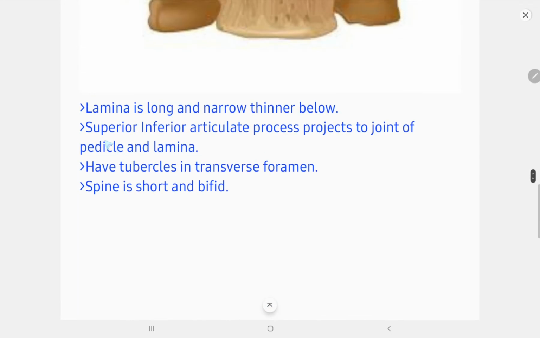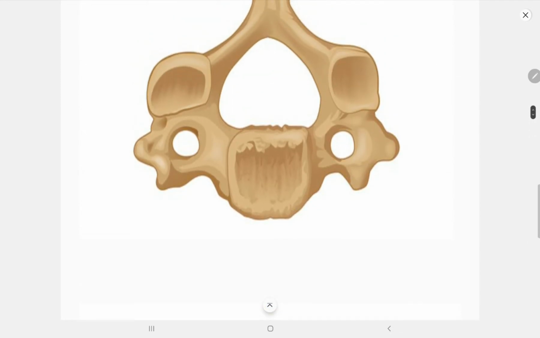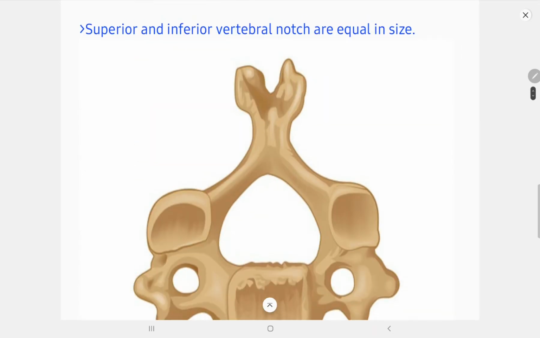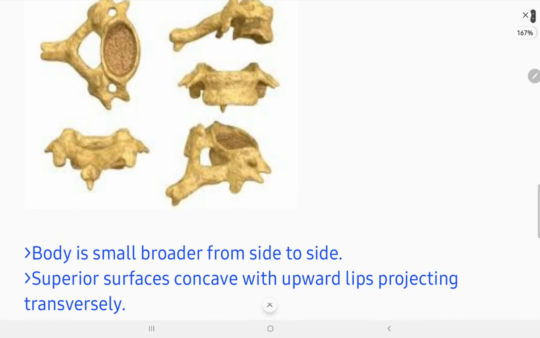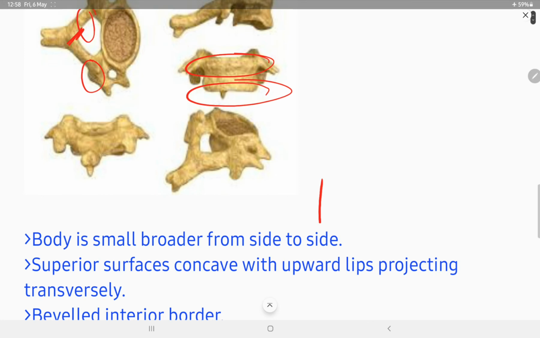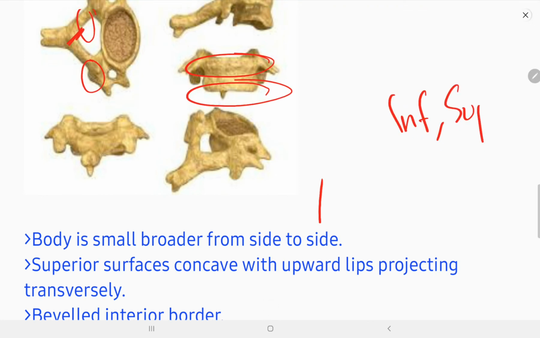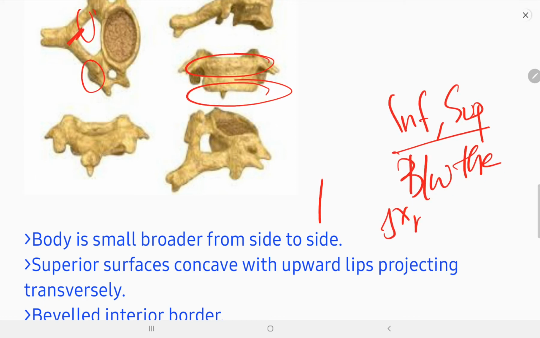Then superior and inferior articular processes project to join the pedicle and lamina. I have already shown you the image about that. Superior and inferior articular facets. See, here it is the superior articular facet and here it is the inferior articular facet, and these superior and inferior articular facets form joints. They are situated between the joint of lamina and the pedicle.